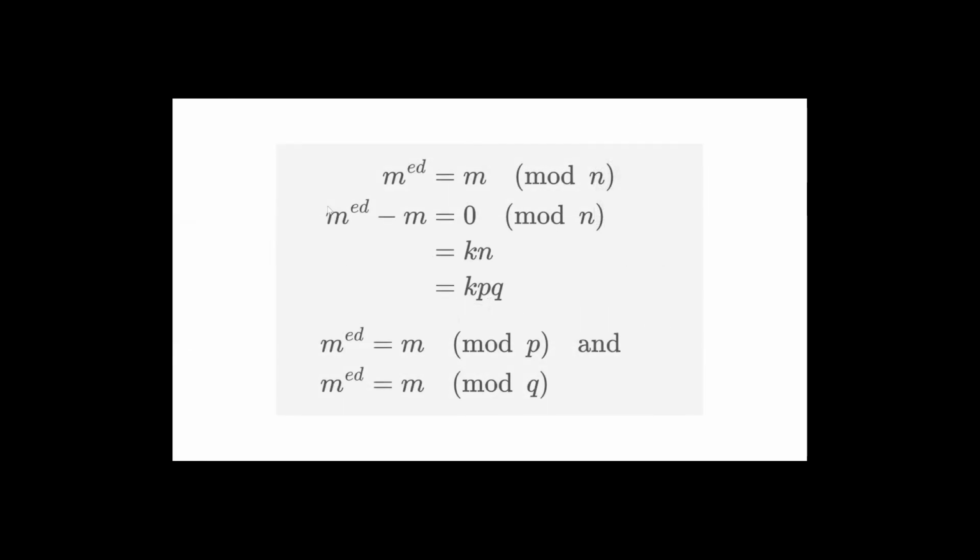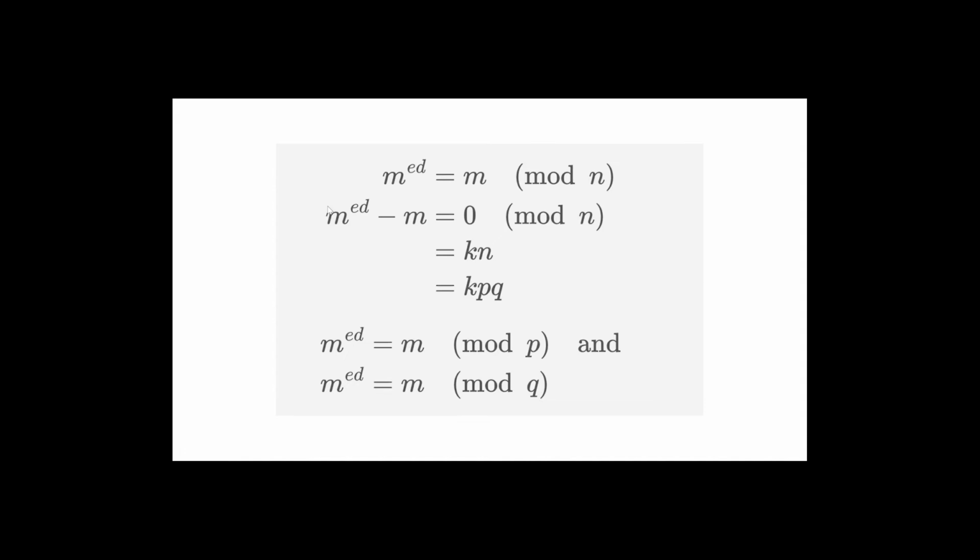All right, so with that in hand, what can we do? We have M power ED, and we want to prove that it's equal to M. Right, so we subtract M, we move M to the other side. We have M power ED minus M should be equal to 0 now, modulo N. Right. So if something is equal to 0 modulo N, it means that that thing is a multiple of N.